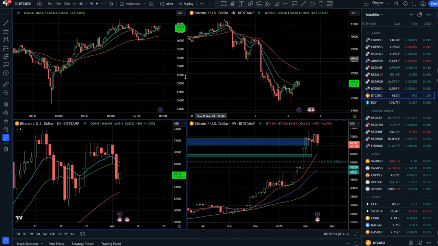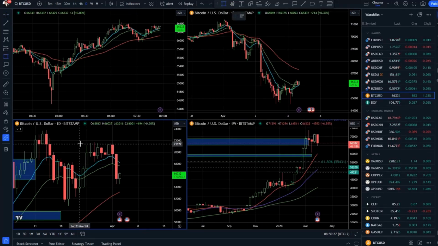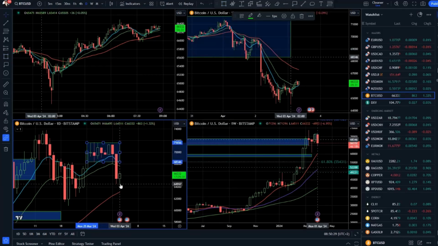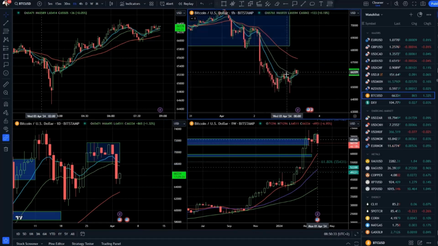On Bitcoin versus US dollar, as alerted yesterday, we had a downside break of the multi-day consolidation. I will just mark this on a daily time frame. We had a down day close near the low, and so far the market is consolidating between 66,600 and 64,400.